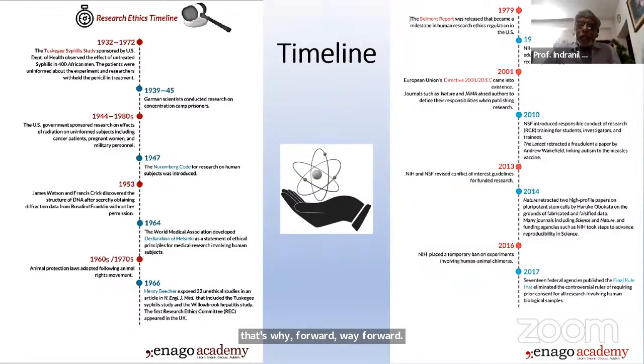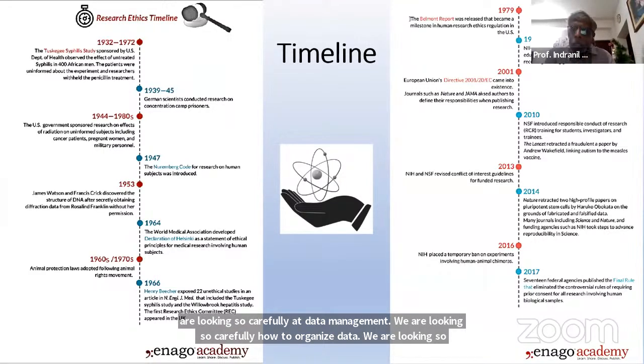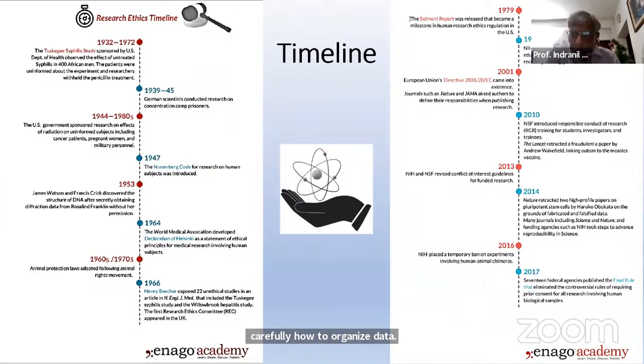we are looking so carefully at data management. We are looking so carefully at how to organize data. We are looking so carefully at sources of data. Those of you who have already published know that when you submit any manuscript to a journal, they will ask for the sources of data.